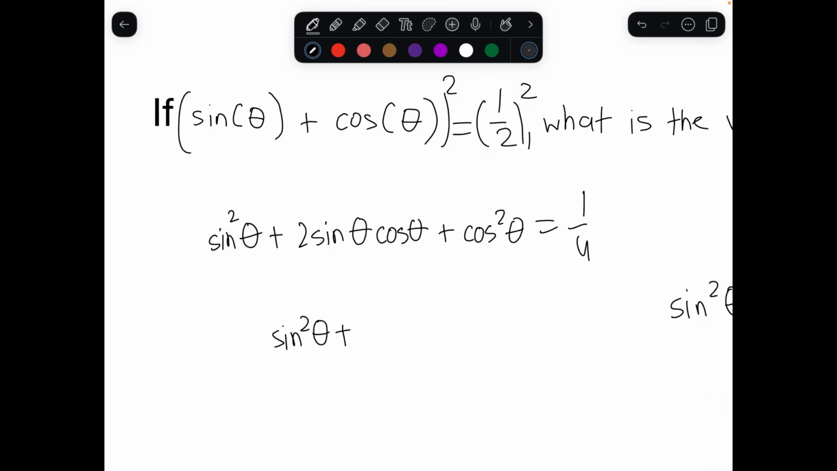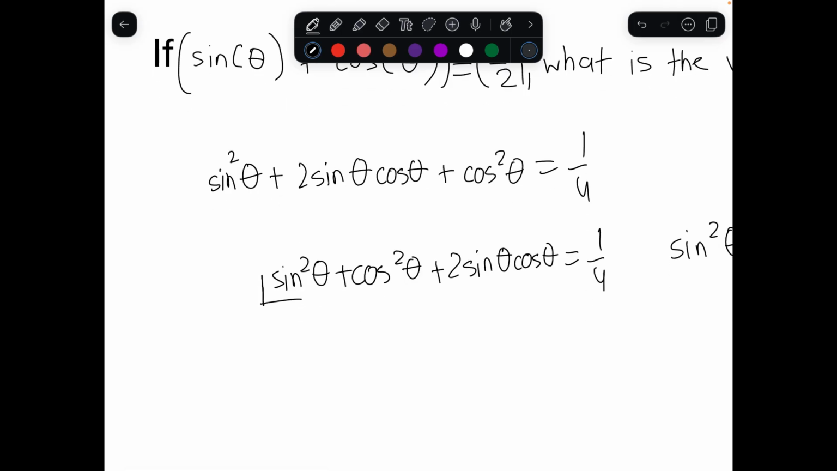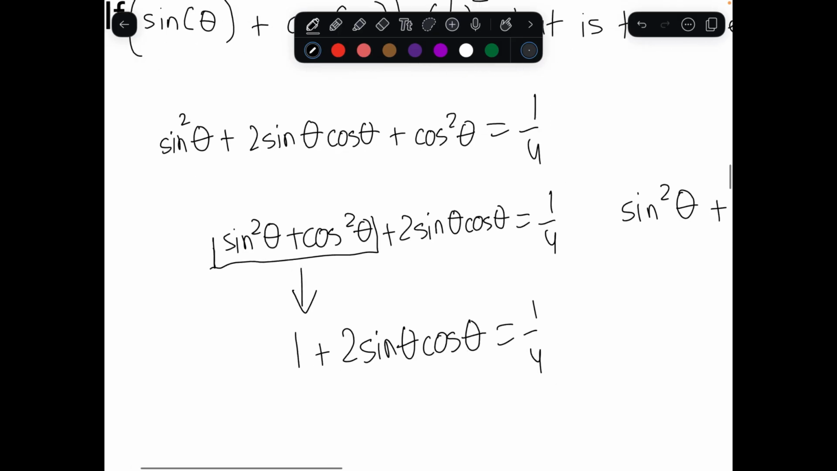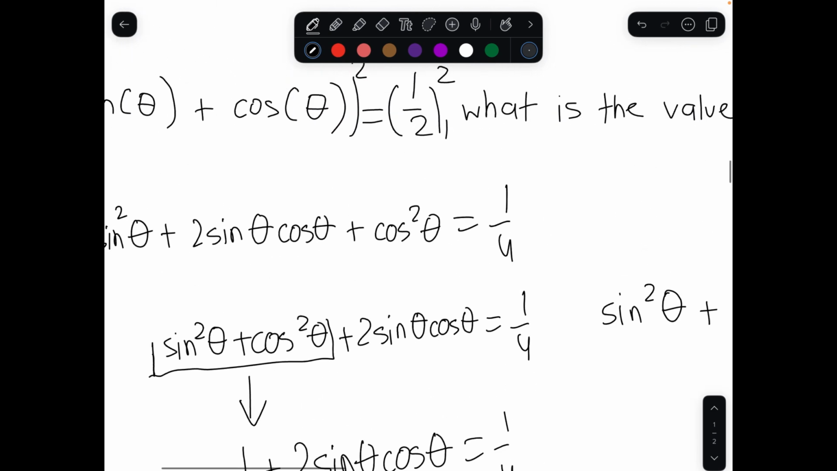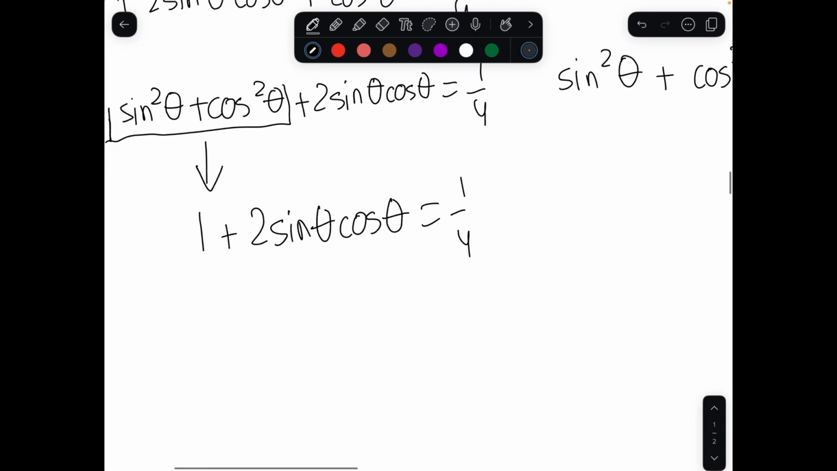Now if you know this identity, you can identify that this can be rewritten as sine squared theta plus cos squared theta, and then 2 sine theta cos theta. And if you know this identity, you can just replace this with 1. So this would become 1 plus 2 sine theta cos theta equals 1/4. And then now you can solve for sine theta cos theta, because that's what we're solving for.